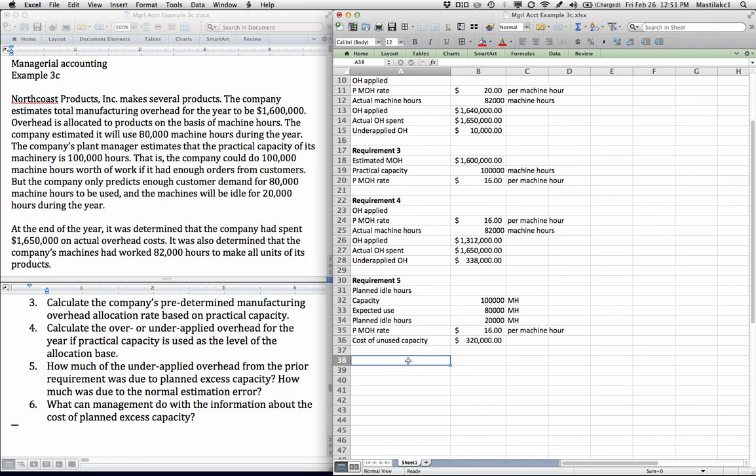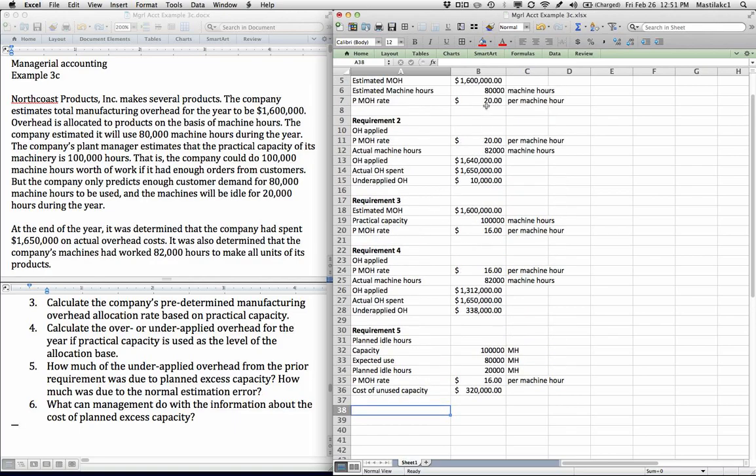Now, this is not a perfect estimate of the cost. A lot of the cost of our overhead is probably based on long-term commitments, and the amount of overhead we're going to use in a particular period is going to be based on that period's particular orders. But we sort of have a sense that in a general sense, we've spent about $300,000 on capacity that we sort of knew we weren't going to use. And our total underapplied overhead was $338,000. So the difference between the $320,000 and the $338,000 is $18,000. And this is really the amount that's due simply to the estimation error.